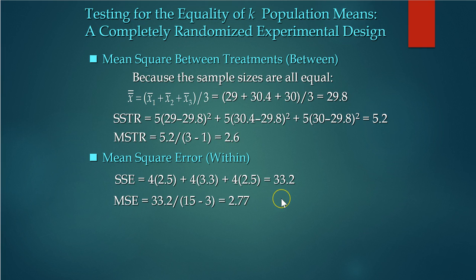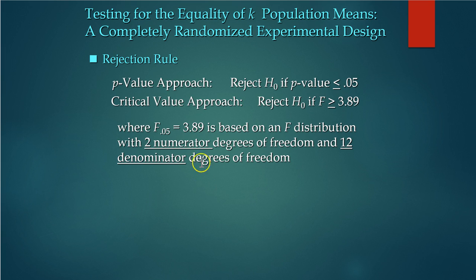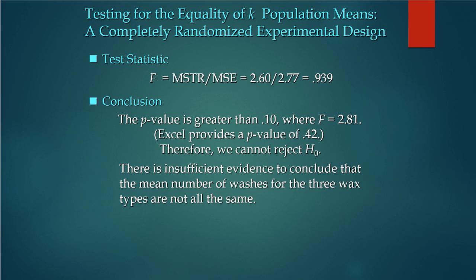Okay, so again, I'm not too concerned about the calculation process. Just know that we're going to divide our mean square treatments by our mean square error, and that's going to give us an F value. In this case, we get an F critical value of 3.89, and with a p-value smaller than 0.05, we would determine that we need to reject the null hypothesis.